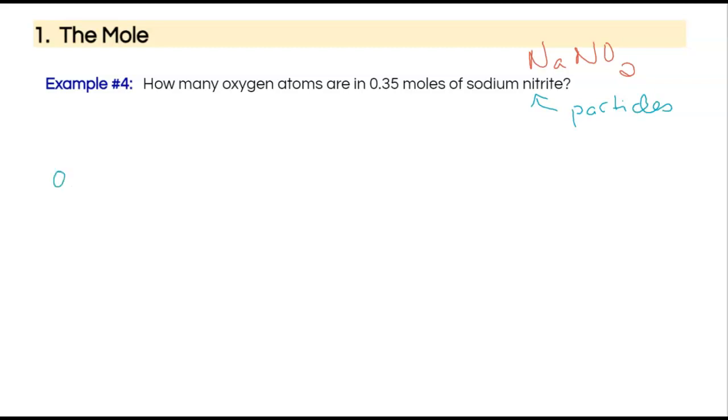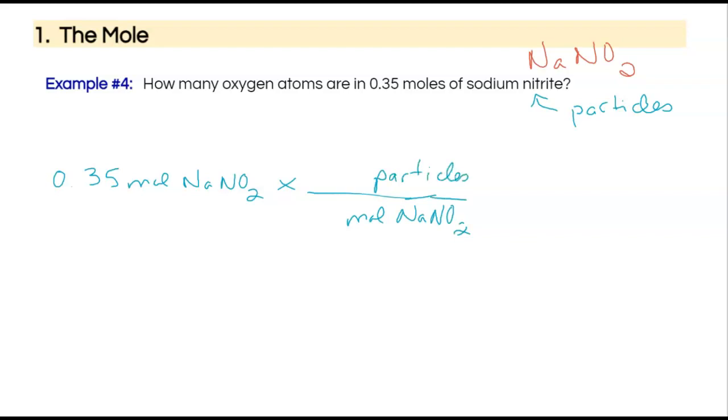So I have 0.35 moles of sodium nitrite. But I don't want moles of sodium nitrite, so I'm going to get rid of that by putting it in my denominator. And I want particles, or formula units, of NaNO2. I know that in 1 mole of that substance, I'm going to have Avogadro's number, 6.02 times 10 to the power of 23, formula units or particles of sodium nitrite.